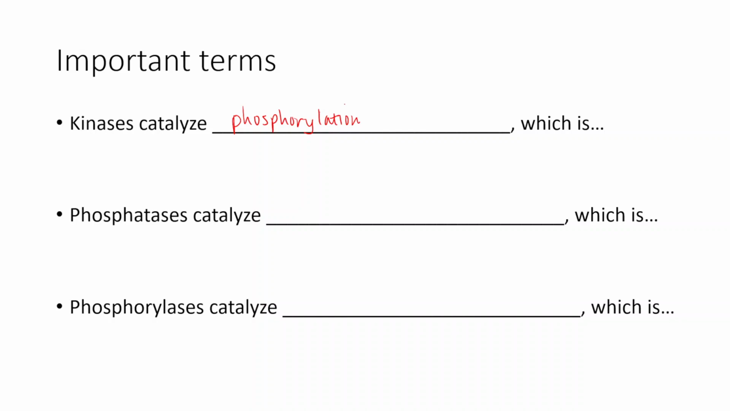And phosphorylation, like you just said, is transferring a phosphate group from ATP to the substrate.